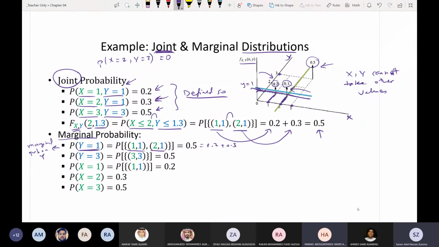Now y equals 3. This is another marginal probability. The probability that y equals 3. When does y equal 3? Only when x equals 3. I look at the graph here. y equals 3 means this. Only one value of x corresponds to it. So this is the probability of (3, 3), which is 0.5. Excellent.